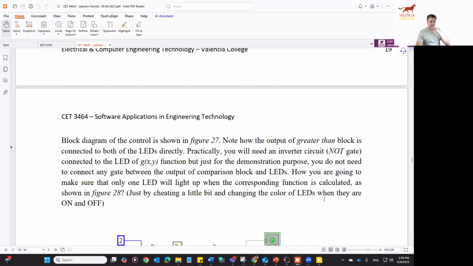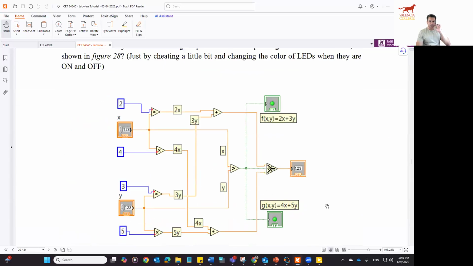Again, I showed you how to do this exercise as well. I'm doing it here using individual blocks instead of using function blocks. But the idea is the same. Instead of using greater or equal, I'm using a greater block over here.